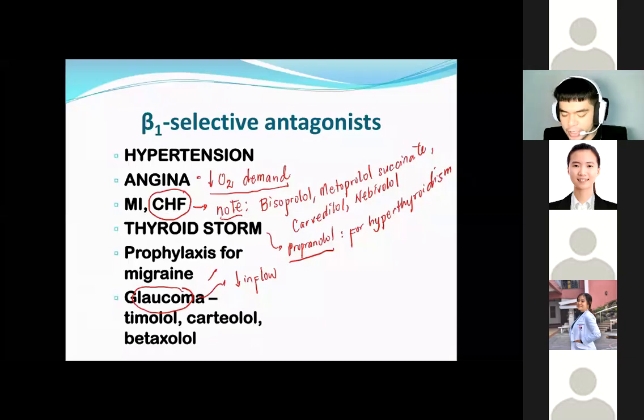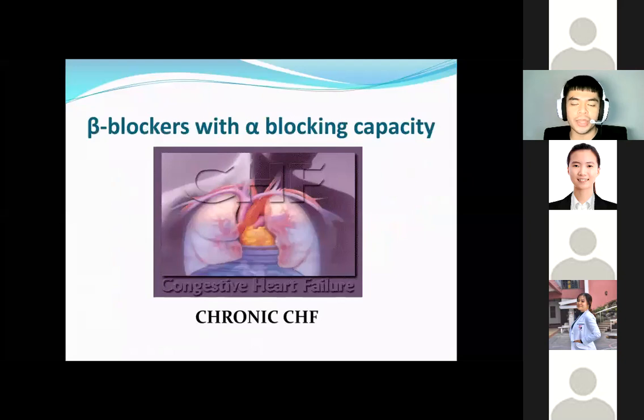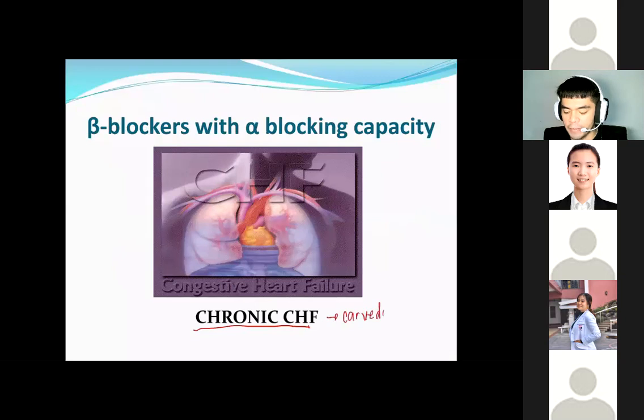And then, na-discuss ko na, beta blockers with alpha-1 blocking effect, ginagamit sila, yung selected drug for heart failure. Particularly, ang ginagamit nga dito si carvedilol. Kasi si carvedilol ay may alpha-1 blocking effect, sa mga drugs, yung 4 na beta blockers na nilista natin a while ago.